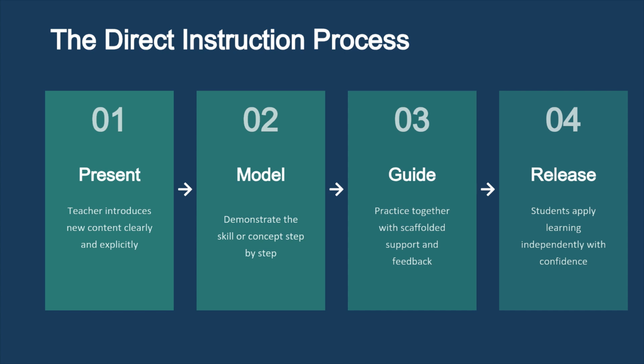Maybe you give them a blank diagram and fill it in as a class, with you asking questions and correcting mistakes in real time. Step 4, release. Students work independently, perhaps completing their own water cycle diagram or answering questions. The key is that you never jump straight to step 4. Each step builds confidence so that by the time students work alone, they actually know what they're doing.